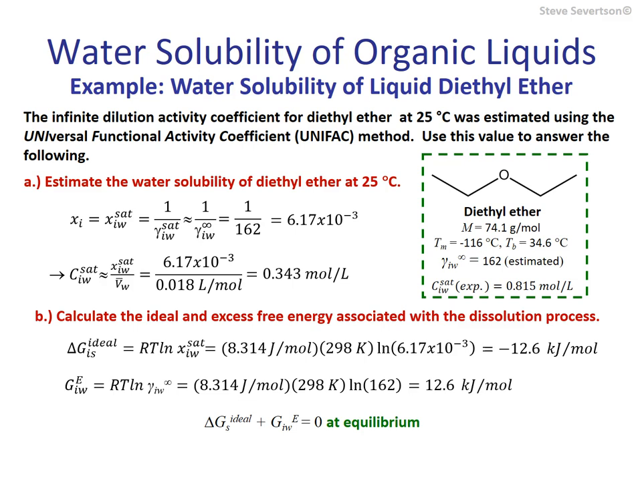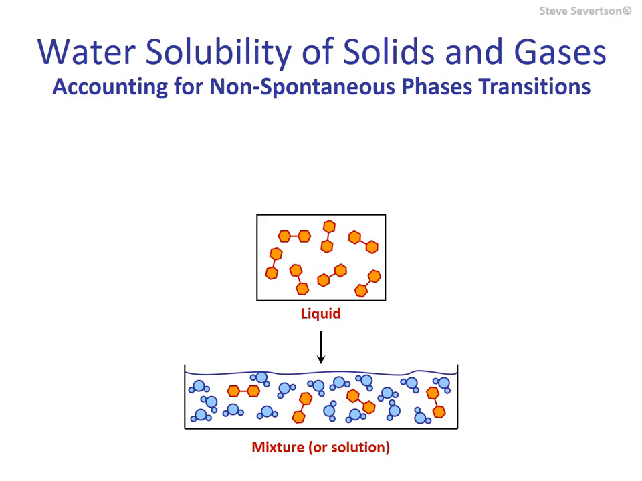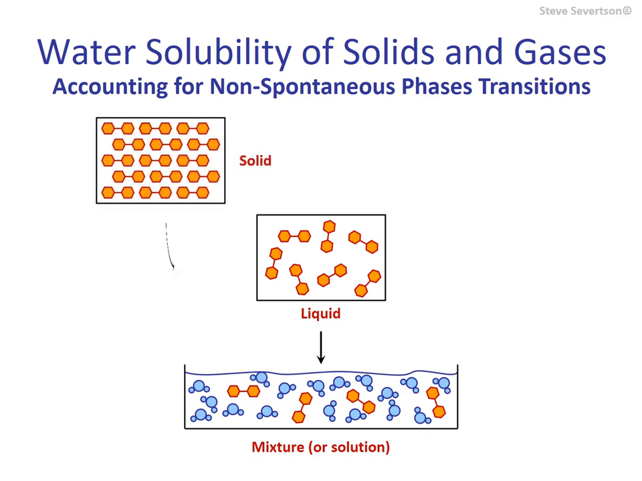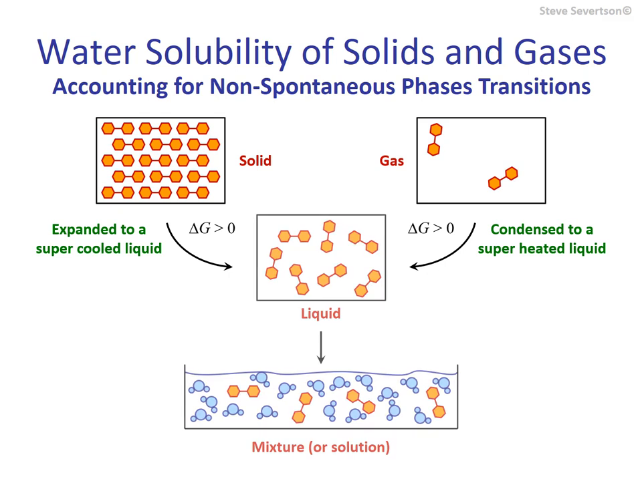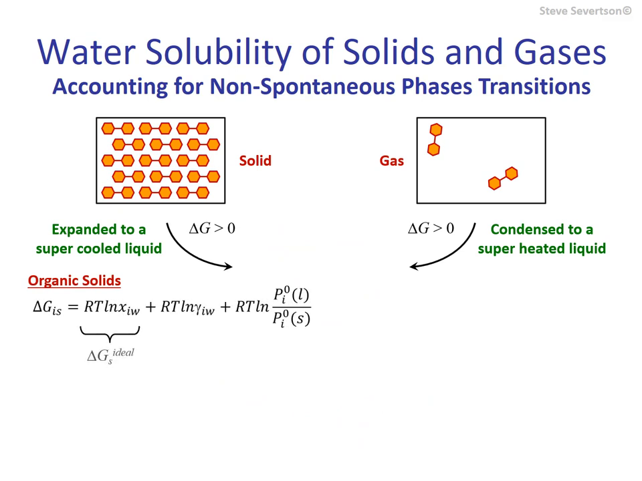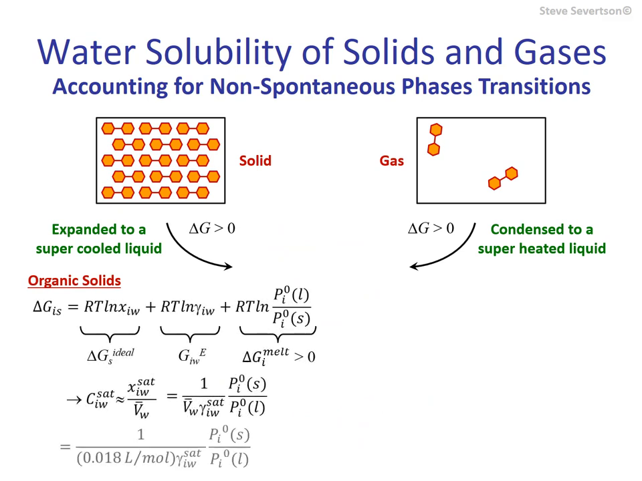When describing the solubilities of organic compounds that are either solids or gases at the temperature of interest, the free energy associated with their non-spontaneous conversion to a liquid must be taken into account. This makes a positive contribution to the free energy, which inhibits dissolution. These contributions are obtained from the differences in chemical potentials for non-spontaneous phase changes, which are added to our previous free energy expression for the organic liquid.